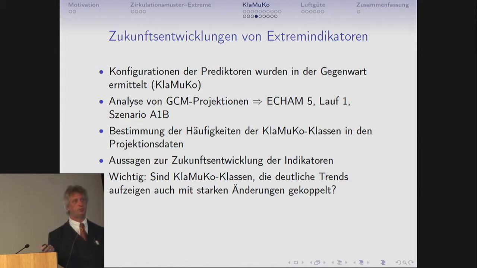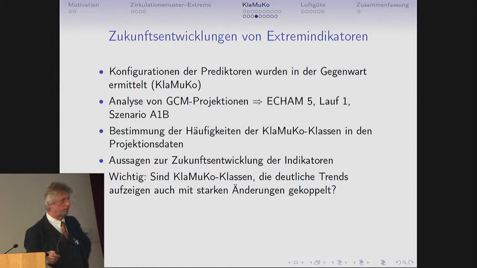Im Augenblick haben wir das Ganze nur gemacht, um das Modell zu testen. These were the predictions in the past, and now it's about looking actually into the future to make our projections on the basis of a global circulation model, ECHAM5 run one, scenario A1B. These configurations of predictors were used or were recognized. Every day we looked into the results in order to verify whether it coincides with what we saw in the past, in order to see whether the classes show a certain trend. Is there a decreasing or increasing trend for the future, day by day?